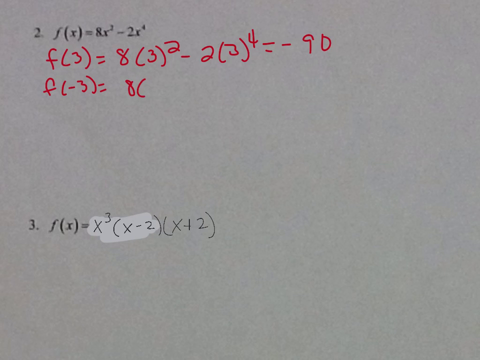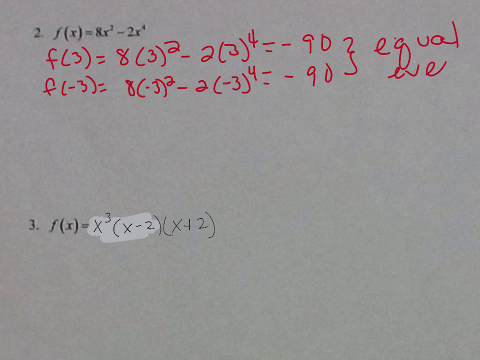Now we're going to do f of negative 3. So it's 8 times negative 3 squared minus 2 times negative 3 to the fourth power. Plug it into your calculator, and you also get negative 90. So what do we notice about these? These are equal. Equal means even. All right, so before I write why it's even, I want to do it algebraically.